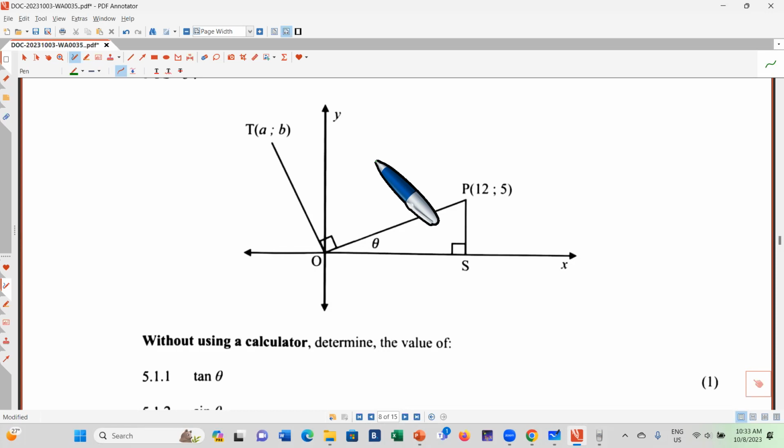Yes, please. Is it not PS over OS? Okay, is it not PS over OS? Well, we shall do the corrections.